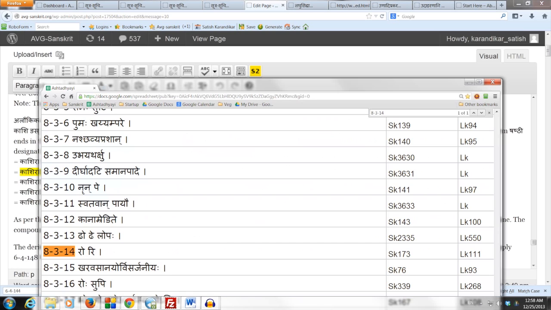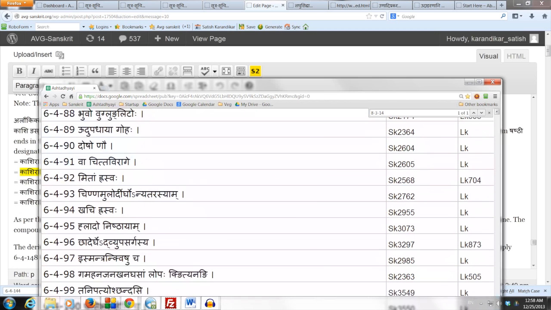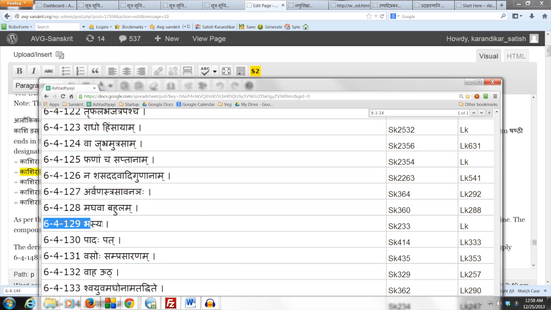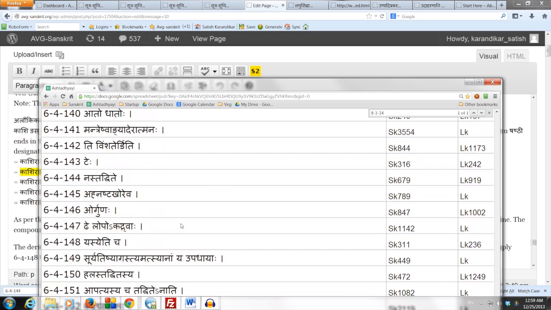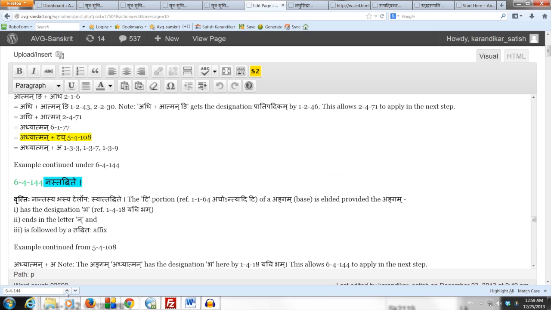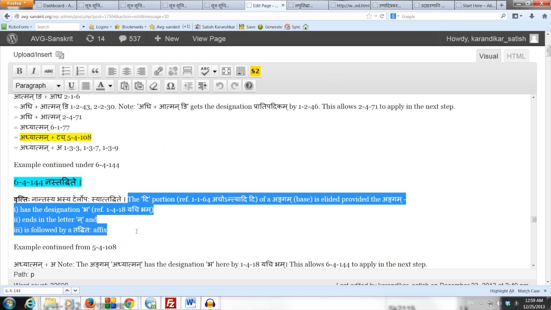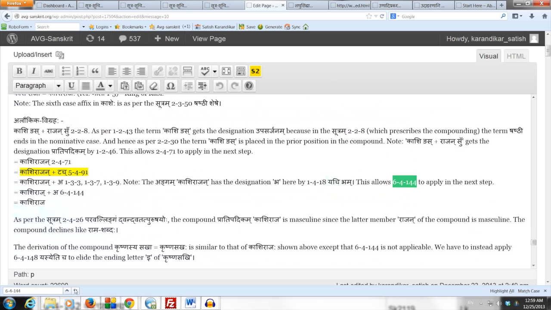Recall the adhikara of bhasya, which runs from 6-4-129 all the way to the end of the fourth quarter, which is to the end of the sixth chapter of the Ashtadhyayi. And Sutram 6-4-144 Nas taddhite is in this adhikara of bhasya. Therefore, we have to make sure that the anga has the bha samjna before we can apply 6-4-144. 6-4-144 tells us that the ti portion, which we know by the Sutram 1-1-64 Aco'ntyadi Ti, of an anga is elided provided the anga has a designation bha, ends with the letter na, and is followed by a taddhita pratyaya. All conditions are satisfied here.